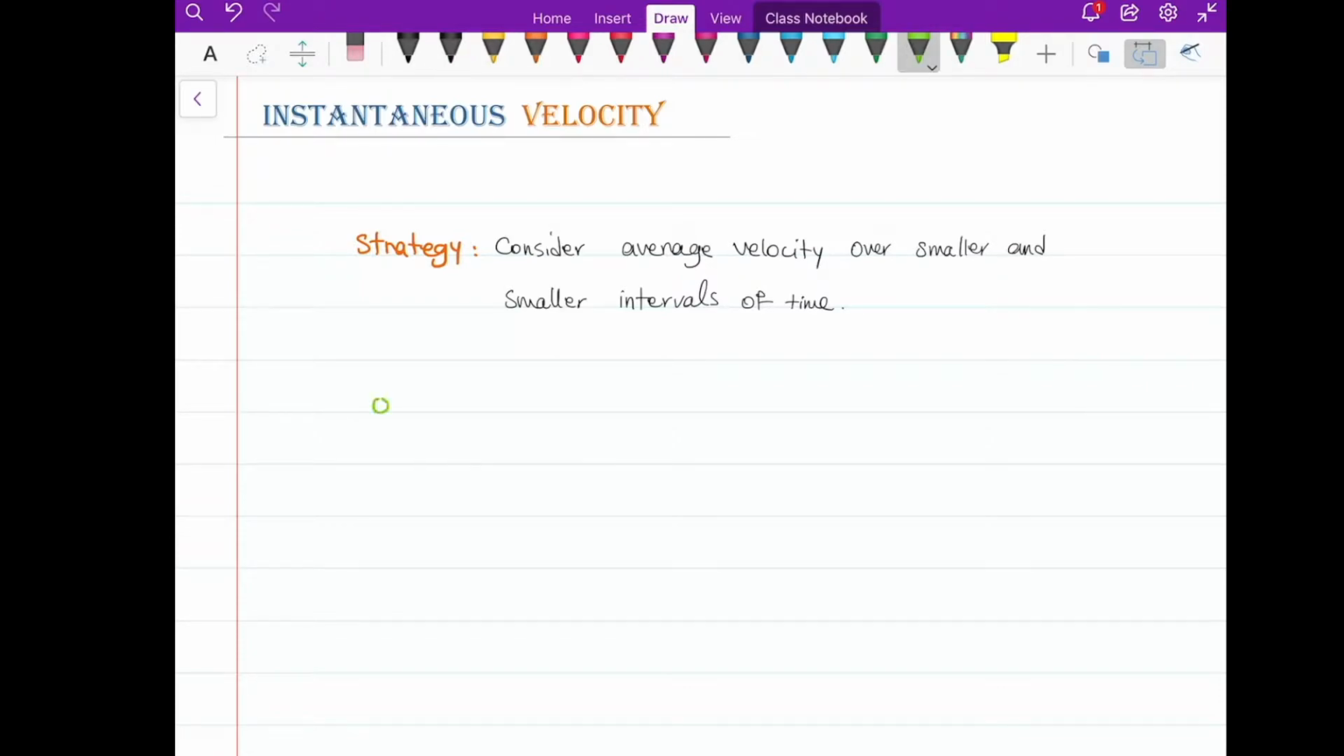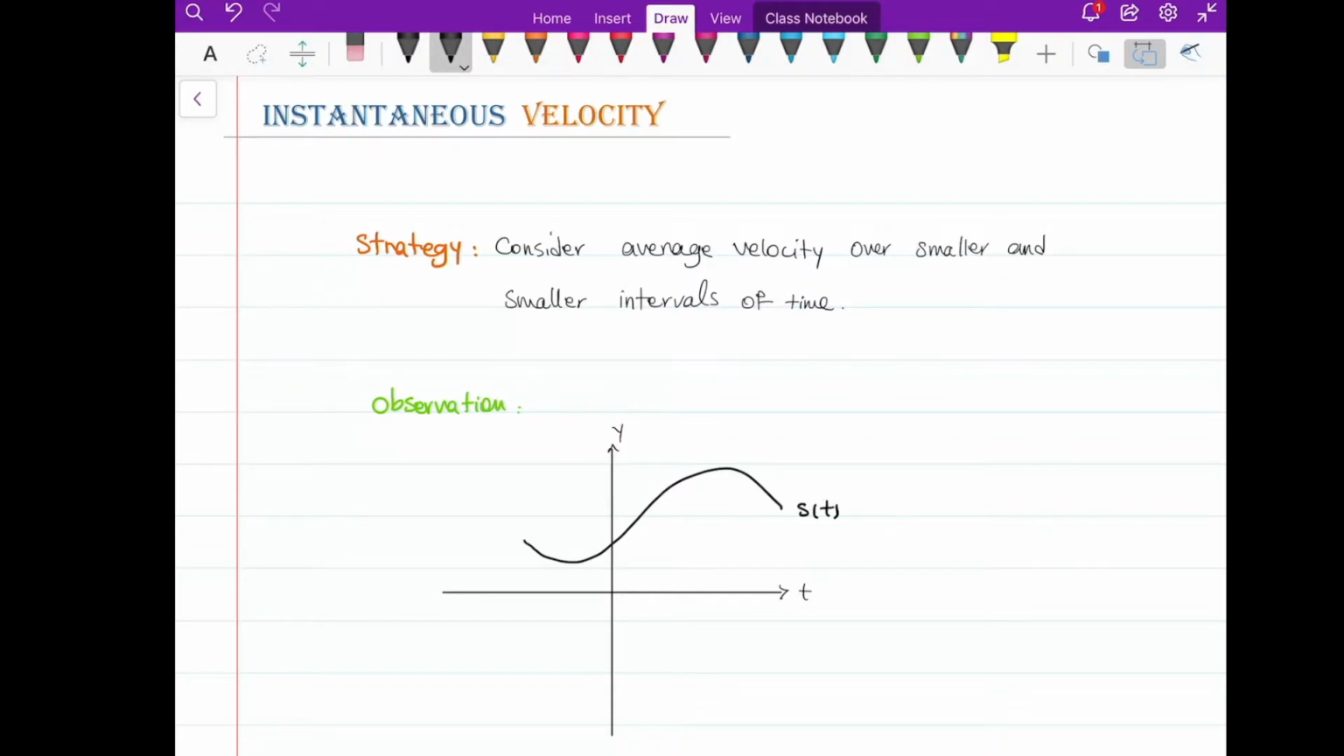Let's look at the graph. So the observation is this. Let me have a big graph for this. This is time, this is y, and let's have this one as s of t. S of t is the position at the time t. So assume that we have a moving object. S of t is the position of that. Okay.